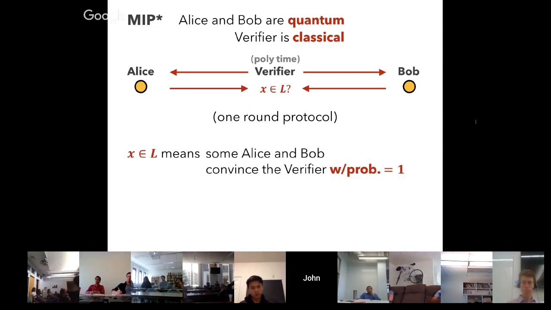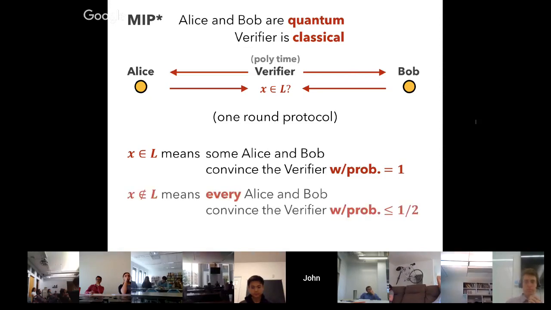Okay, and then here is just a standard completeness and soundness definition. So if X is in your language L, that just means there should be some Alice and Bob who can convince the verifier with probability equal to 1. So I'm going to be considering the perfect completeness case where you can always be convinced. And then if X is not in your language L, then every Alice and Bob should be able to convince a verifier to accept with probability no more than, say, 1/2. But of course, this constant is arbitrary.